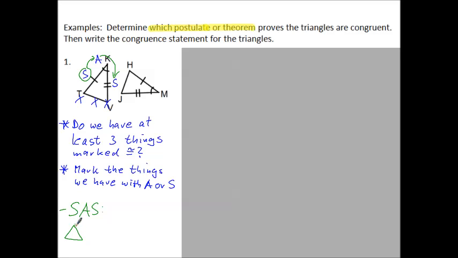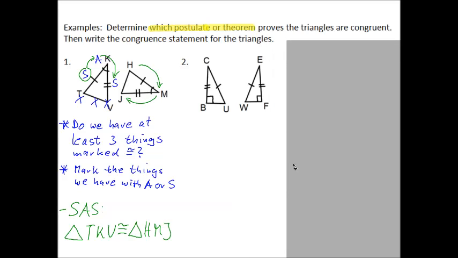Triangle TKV is congruent to. Now again, let's make sure that we don't make a mistake here. We're going from the side with the 1 mark to the side with the 2 marks, and this is the order we went. So we now have to mark our second triangle HMJ. There is our postulate and our congruent statement.